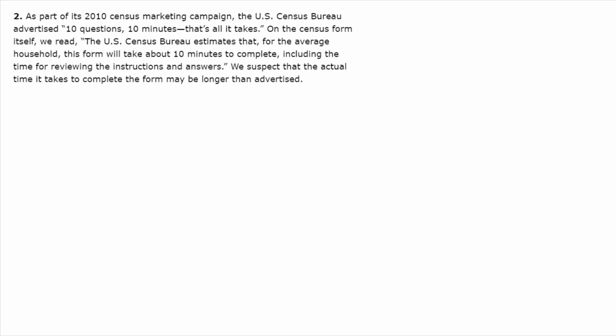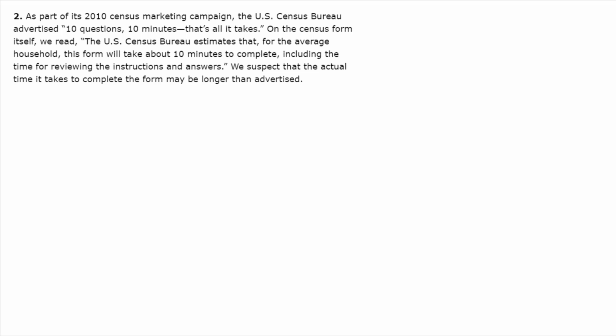Alright, so on this one we got, as part of the 2010 Census marketing campaign, the U.S. Census Bureau advertised 10 questions, 10 minutes, that's all it takes. On the census form itself, we read, the U.S. Census Bureau estimates that for the average household, this form will take about 10 minutes to complete, including the time for reviewing the instructions and answers. We suspect that the actual time it takes to complete the form may be longer than advertised.